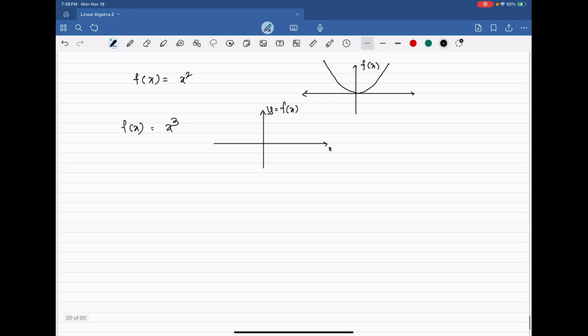For function x equal to x cube, for negative values of x, function x will be negative. For positive values of x, function x will be positive. The graph will look like this. Then let us take another function.